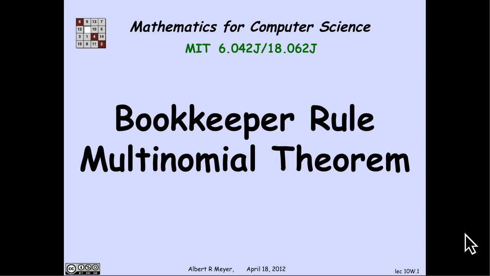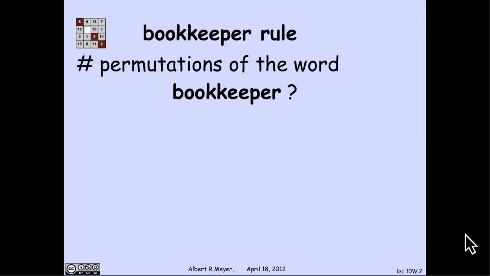The binomial theorem extends to a thing called the multinomial theorem, whereas instead of taking a product of a sum of two things, you take the product of a sum of k things to get the multinomial theorem. And what underlies it is a rule that we're going to call the Bookkeeper Rule. And here's why.